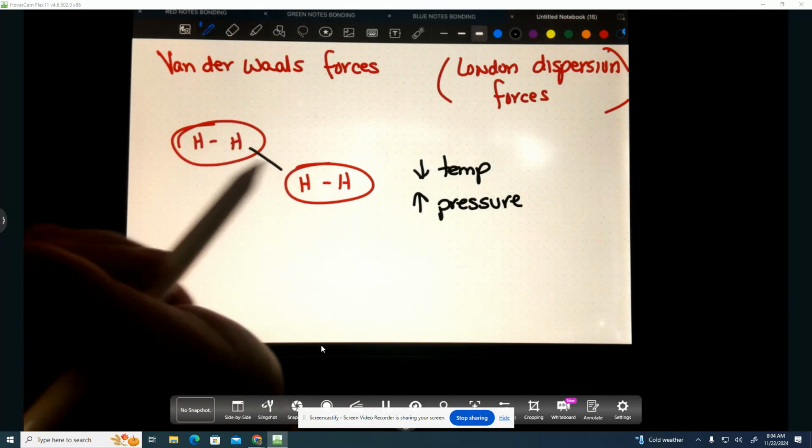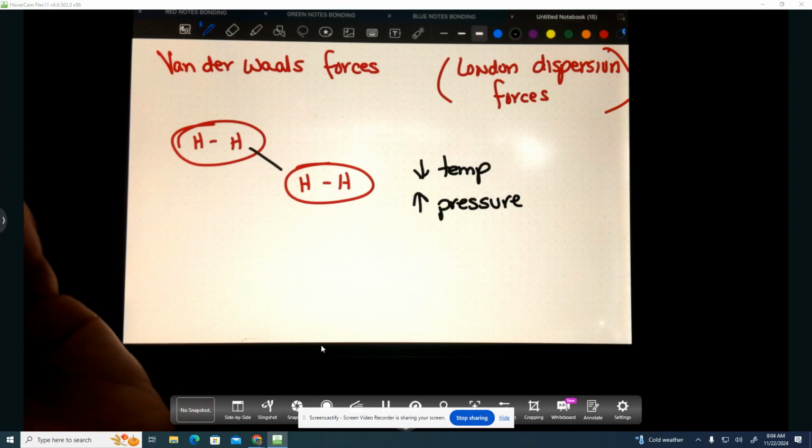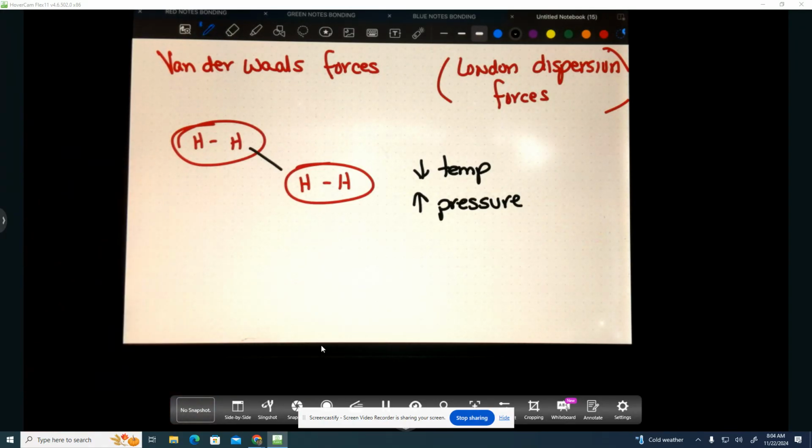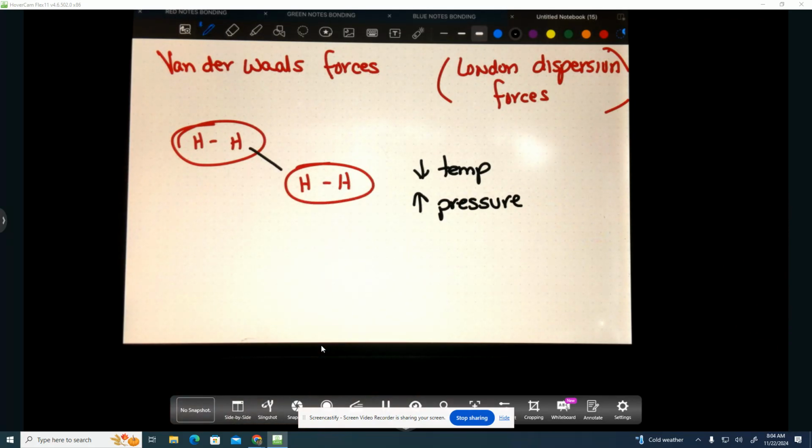If I put you in a hot environment, like an oven or Florida or Arizona, what's going to happen? You're going to be like, oh my God, get away from me, right? Don't touch me. Same thing with molecules. If they're cold, they're going to huddle together to stay warm. If they're warm or hot, they're going to spread apart in order to cool themselves off.